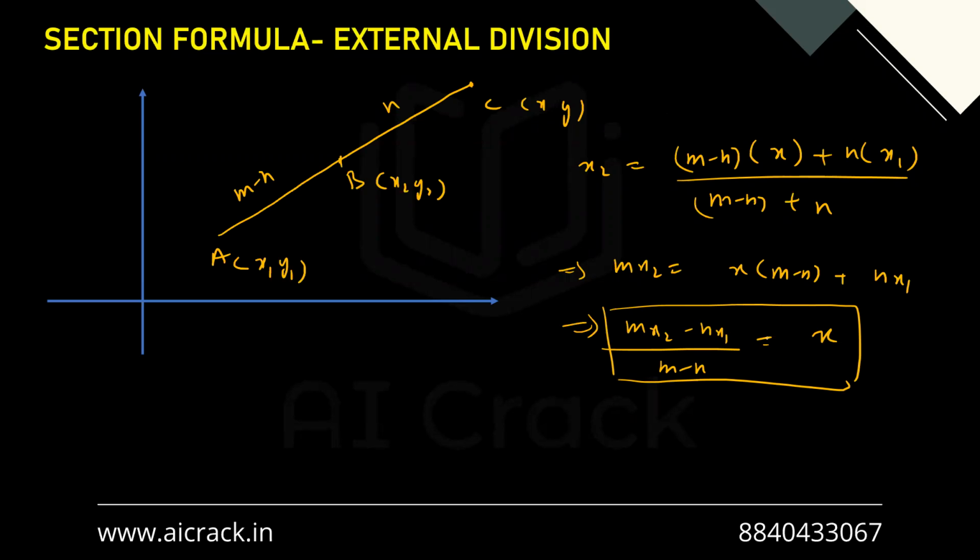Now you can clearly see over here that in case of internal division, it was (m x2 plus n x1) divided by (m plus n), but we have just replaced plus n with minus n. So in case of external division, the only difference is we have used the minus sign over here, and the remaining part is more or less similar. Similarly for y, that would be (m y2 minus n y1) divided by (m minus n).